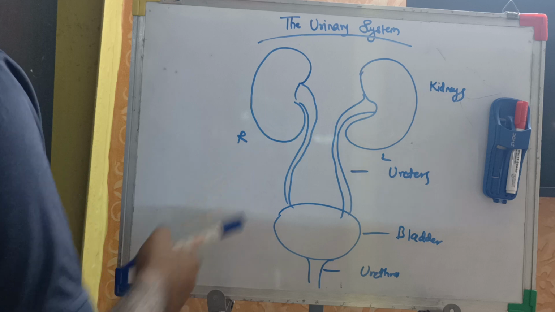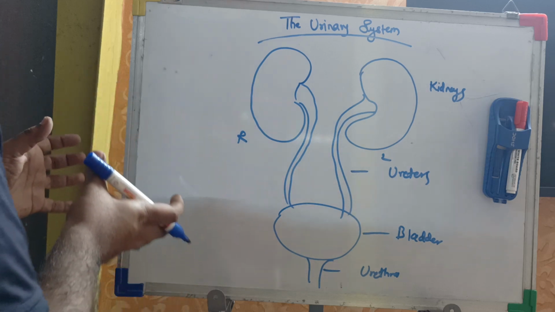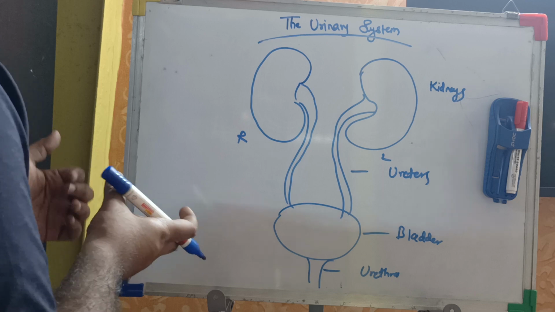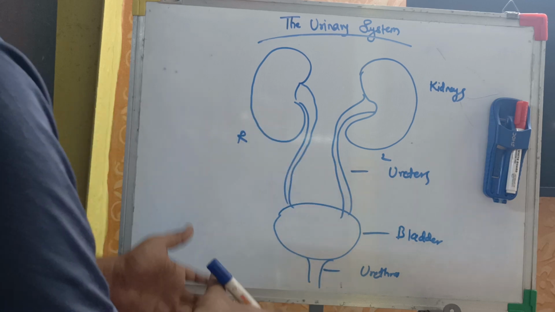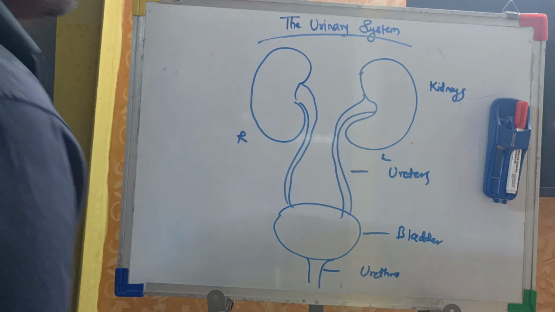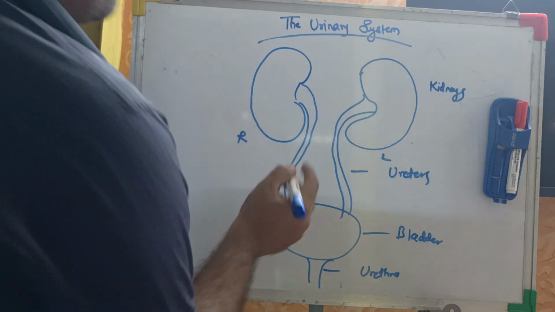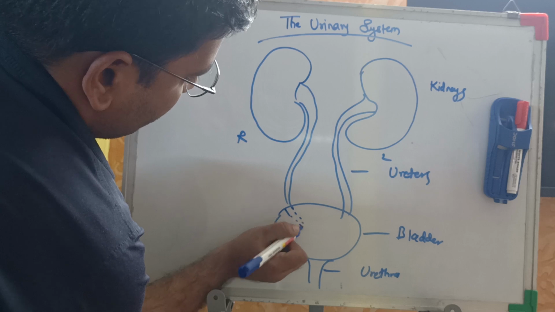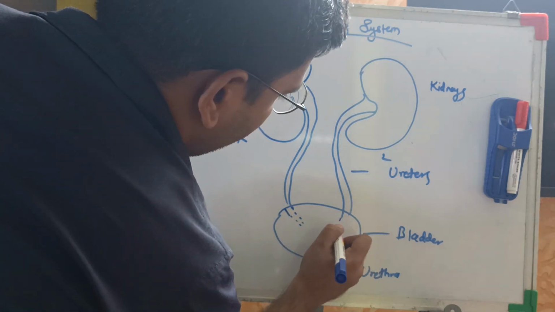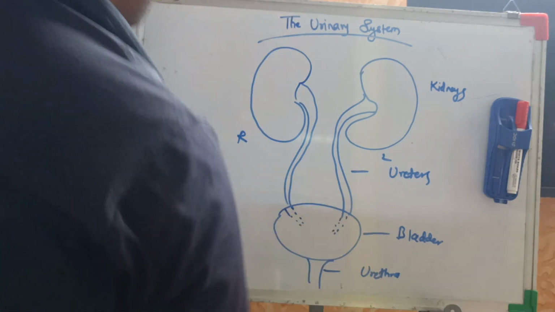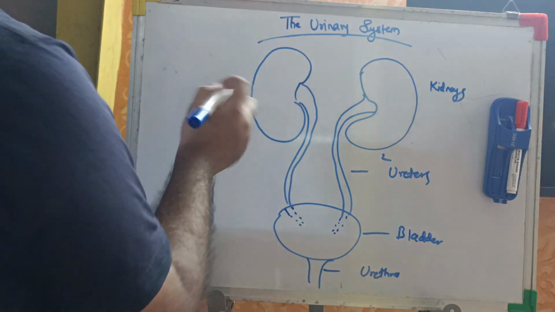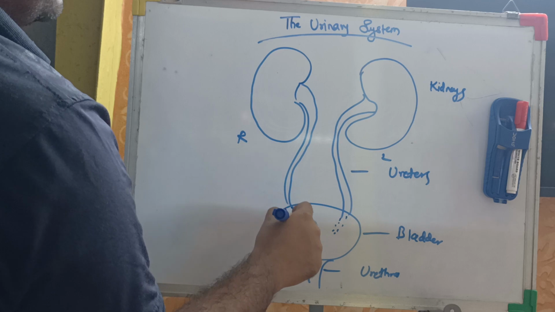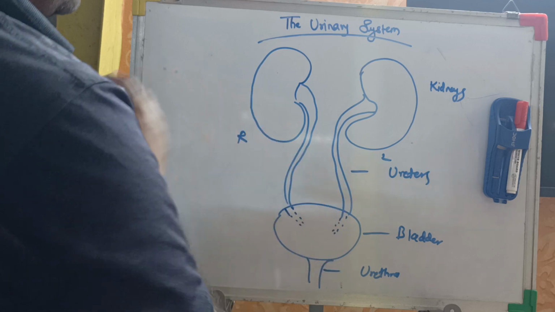These are the ureters. The ureters travel behind the abdominal cavity into the urinary bladder in the pelvic cavity. The ureters also go back and enter the urinary bladder from behind. So the urine is formed in the kidneys, travels through the ureters, and is collected in the bladder.